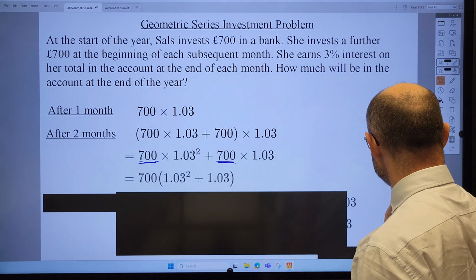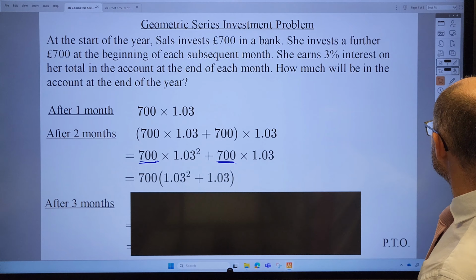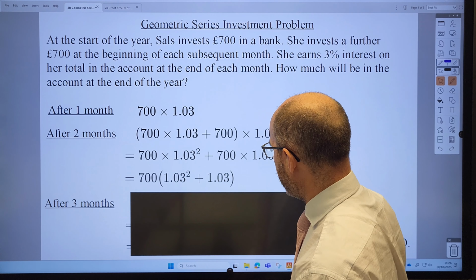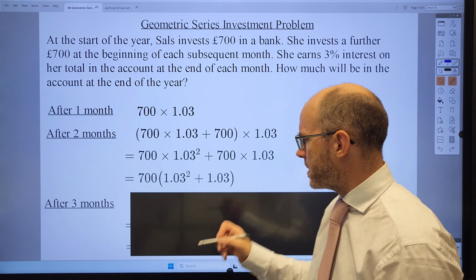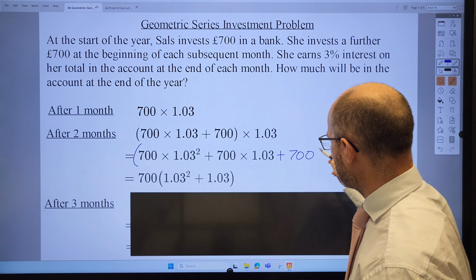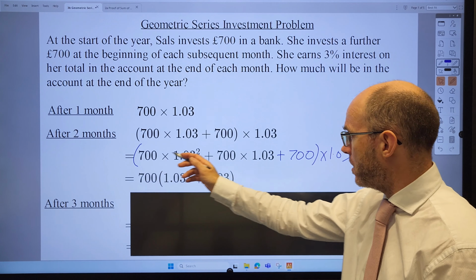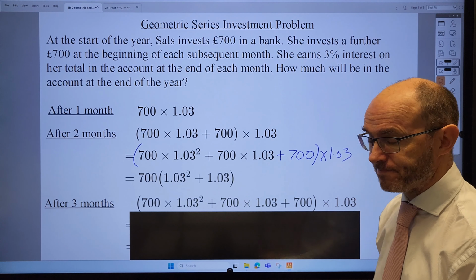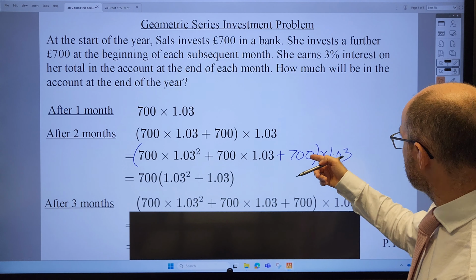Let's see what happens after 3 months, shall we? So after 3 months, what I'm going to do is I'm just going to build it up slowly. So taking this line here, because it's just convenient because it's got no brackets in it. Each month, Sal's is putting an extra 700, so you always add 700 and then multiply everything by the interest, 3%, 1.03. So that's our calculation. And I've just written it neatly just by there. And then what we're going to do is just expand the brackets like we did previously. So I'm just going to get rid of that now.